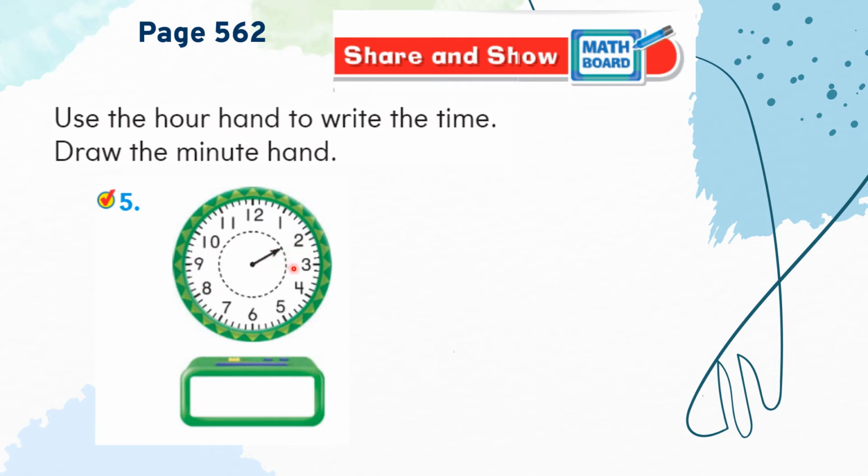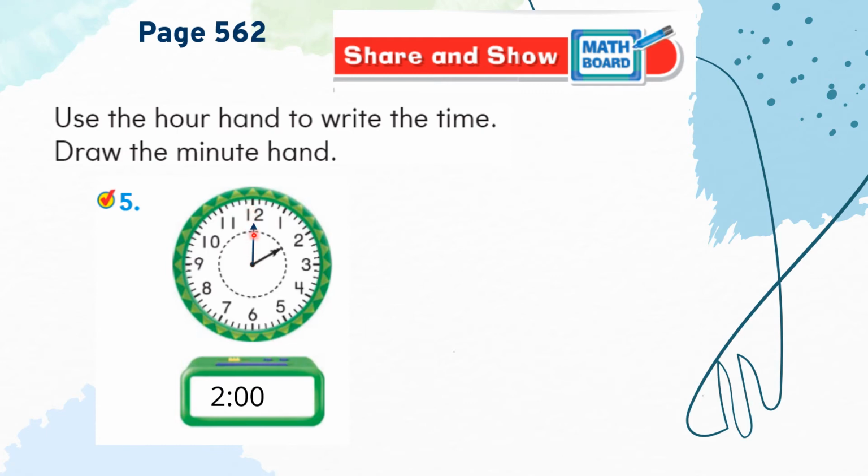It is not in between 2 and 3. It is not in between 1 and 2. Instead it is directly pointing at 2 here. So we are going to draw the minute hand, which should be longer than the hour hand, at 12. So it means the time is 2 o'clock on our digital clock. We write 00 here after 2 because it is exactly 2 o'clock.